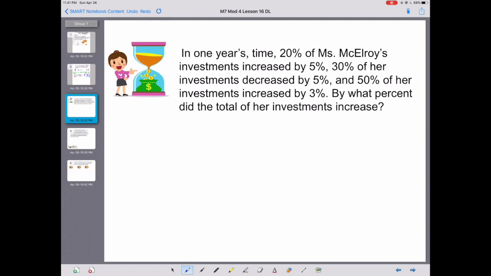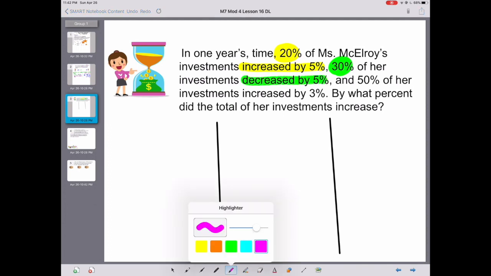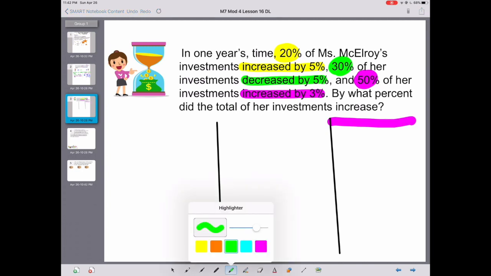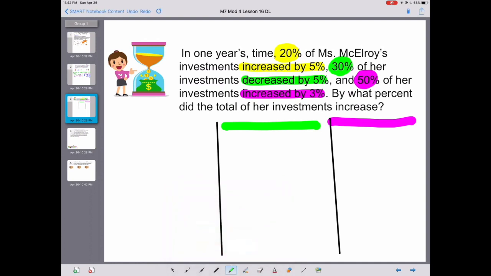So this we have to divide our page into 3 different parts. Let's get a different color. Okay, we're going to divide into 3 different parts. Why? Because it's 3 different parts of this question. 20% increased by 5%. A different color. 30% decreased by 5%. A different color. 50% increased by 3%. You see, that's why. So here's one section, here's the other section, and here's the other section.